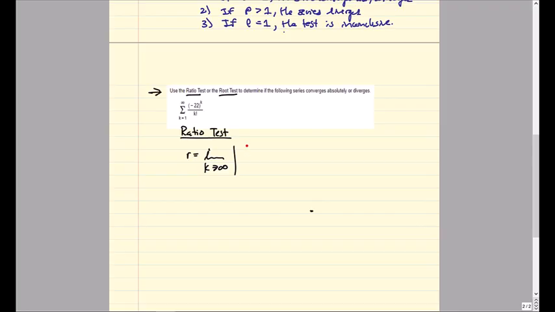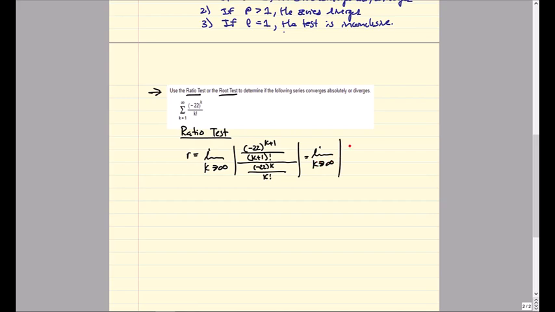So this would be negative 22 to the k plus 1 all over k plus 1 in parentheses factorial. So that's the next term divided by my current term, and the current term is what's listed here. So negative 22 to the k all over k factorial. Well, we want to do a lot of rewriting here. We want to get rid of these layered fractions.